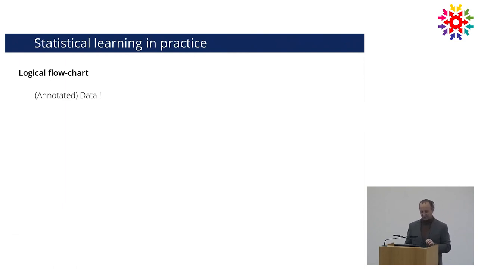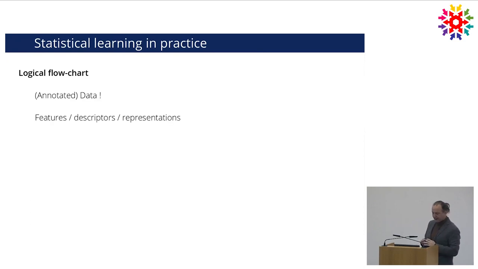I will come back in a second. And then we need to represent our data in a way that is suitable for the statistical learning to happen. And this is the topic of featureization, creation of descriptors and representations. And I will try also to disentangle a little bit the terminology here.